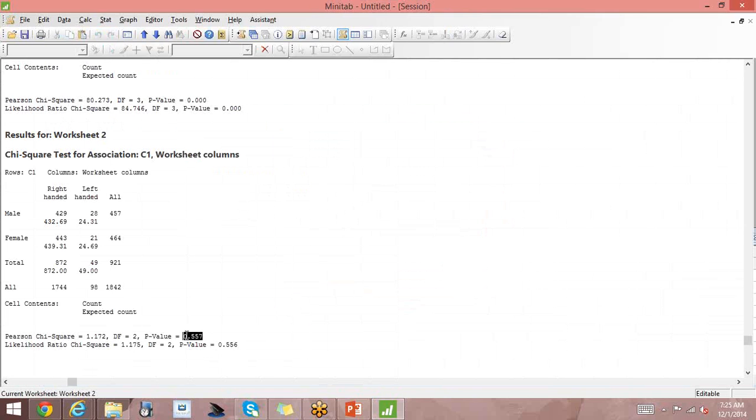The p-value is 0.557. Greater than 0.05, so you accept the null hypothesis. The moment you accept the null hypothesis, you are saying that all are the same. All the proportions, I mean male, female, right-handed, will be equally the same. Equal numbers of people are right-handed when it comes to males or females. Yeah, that is what you conclude.